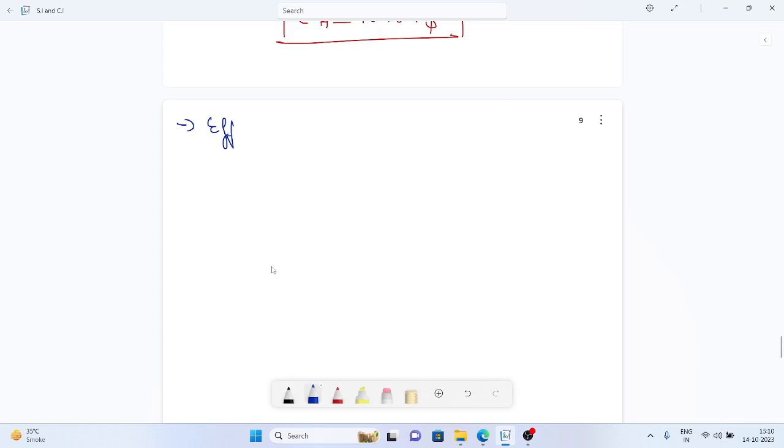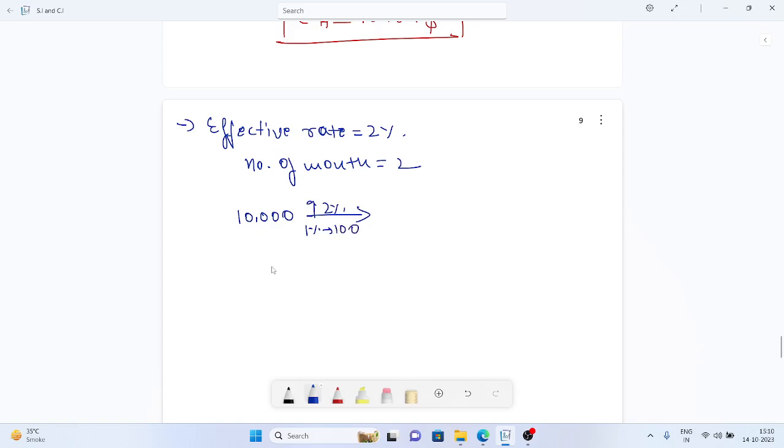So the effective rate we calculated already. Effective rate is 2%. We know that. Now the number of months is 2 and the principal amount is 10,000, right? So we calculate the interest for 1 year, or the amount after 1 year. It increases by 2%. So 1% of 10,000 is 100. You already stated it. So what is 2%? It is 200. So you add this, you get 1200 after 1 month.